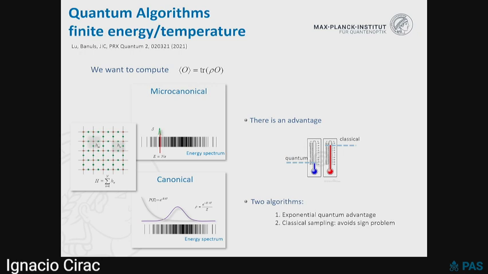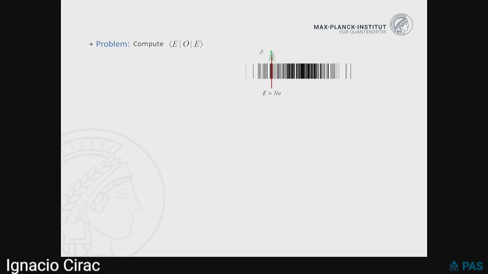And the second one solves the second problem: computing expectation values of observables for a canonical distribution. What it does is take the classical method called quantum Monte Carlo and circumvent the sign problem. So it uses the quantum computer as a subroutine to a classical method to avoid the problem that this classical method has. I will not tell you so much about how it works, just a brief idea.